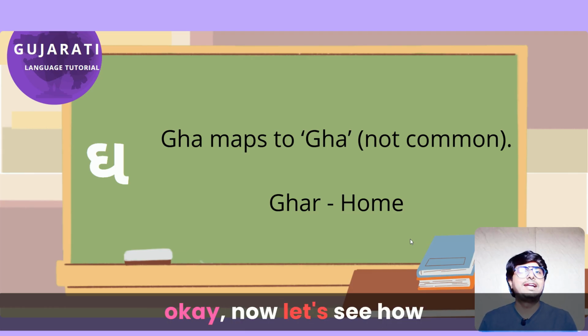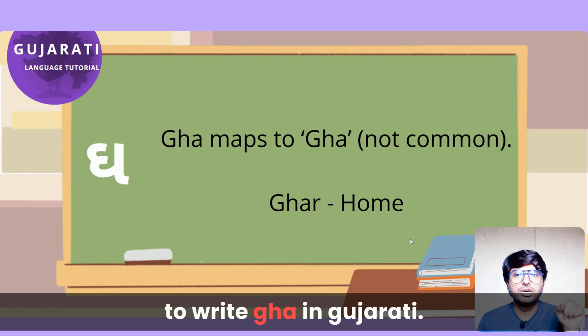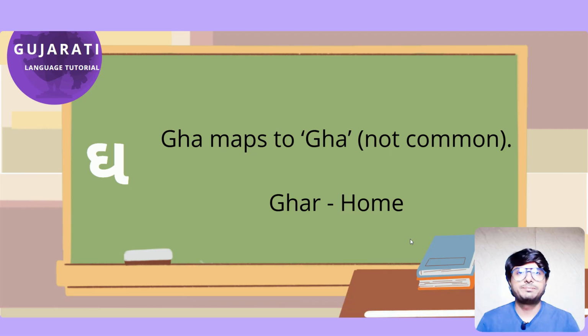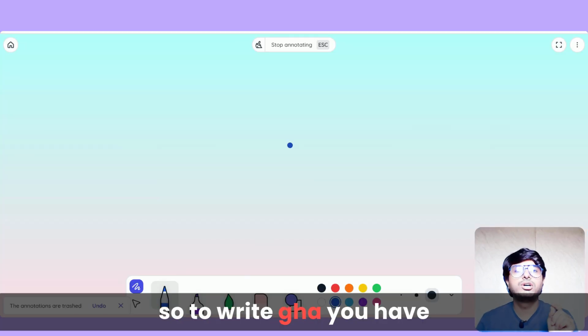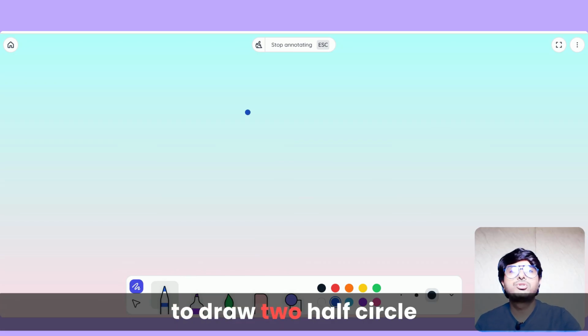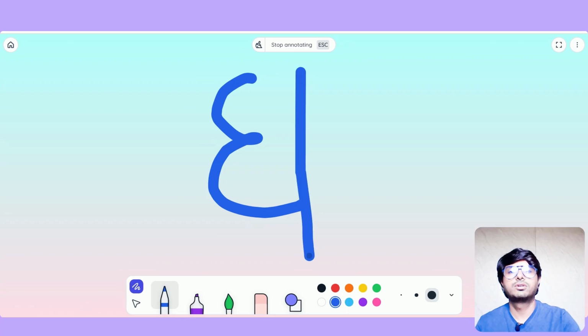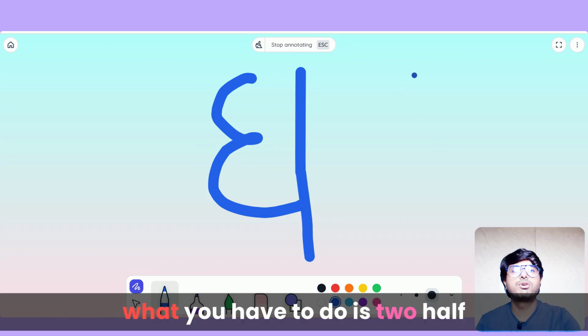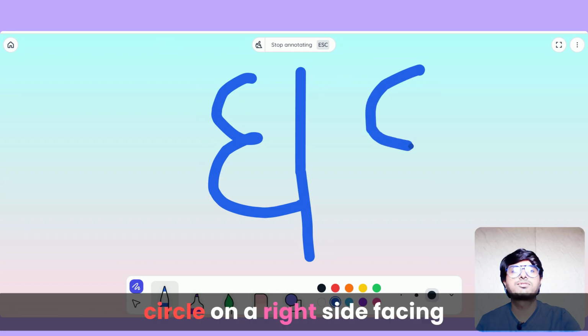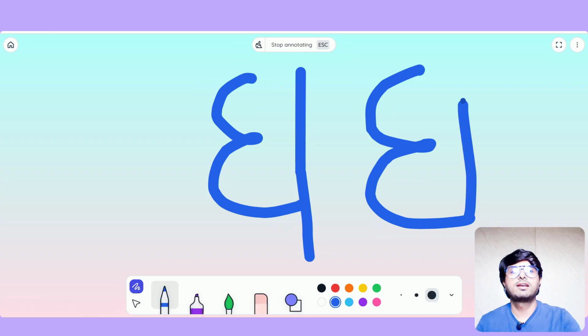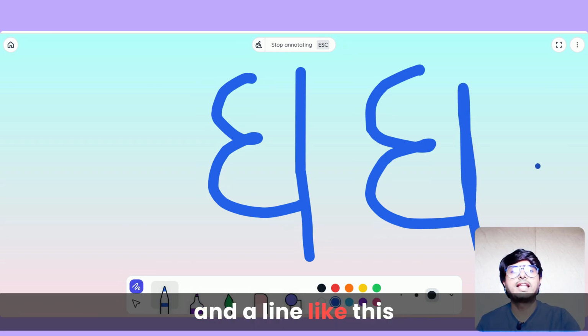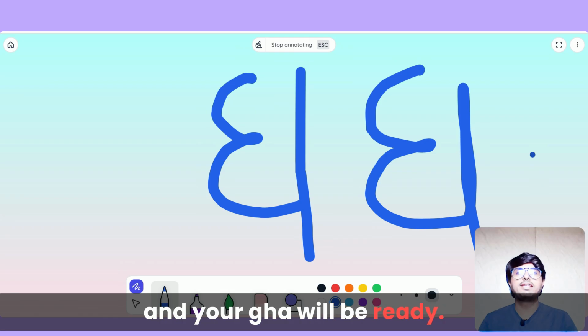Okay, now let's see how to write it in Gujarati. To write it, you have to draw two half circles on the right side and a line. Okay, like this. What you have to do is two half circles facing the right side and a line like this, and your letter will be ready.